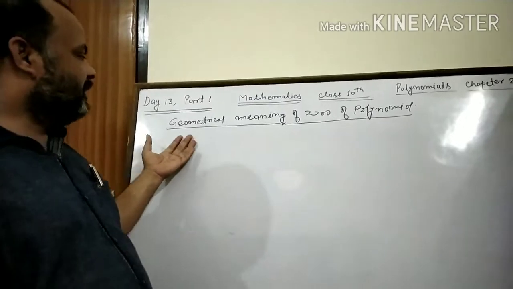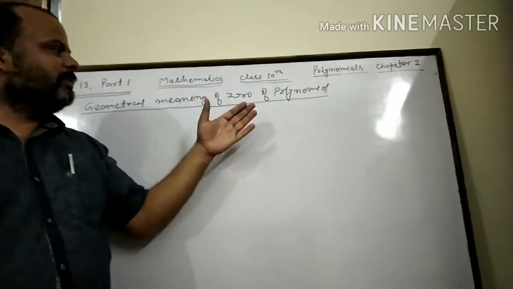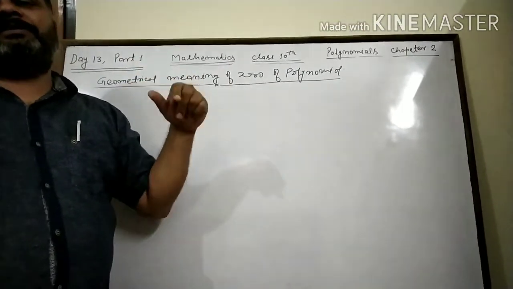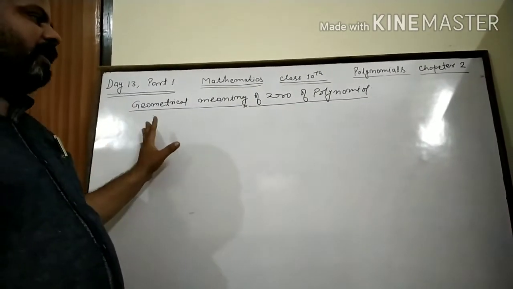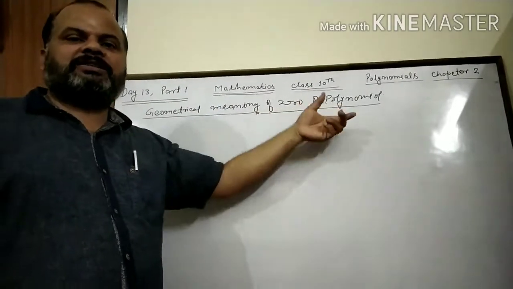Yes, geometrical meaning of the zero of a polynomial. Clear? It means if you have a polynomial and you want to find the zero of the polynomial, and you want to express it on the graph sheet, then what does it mean?